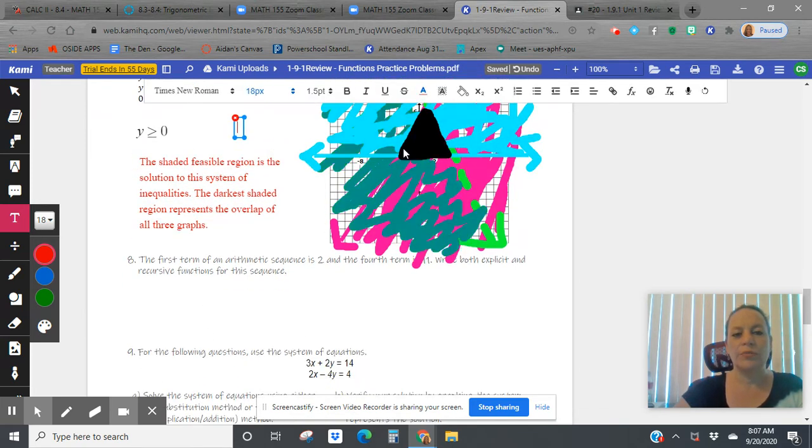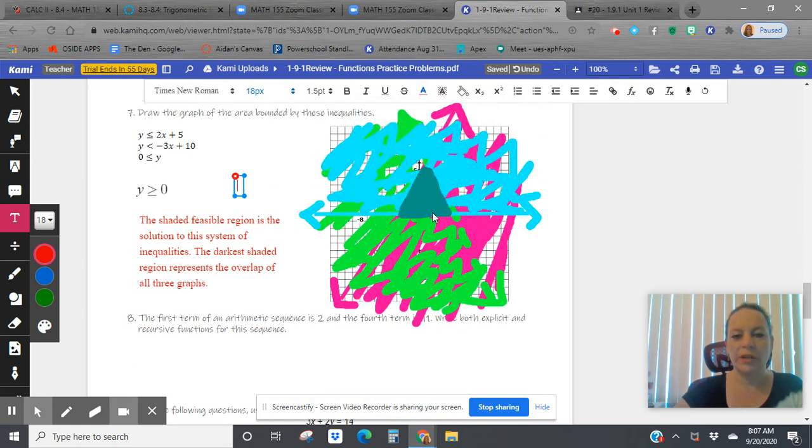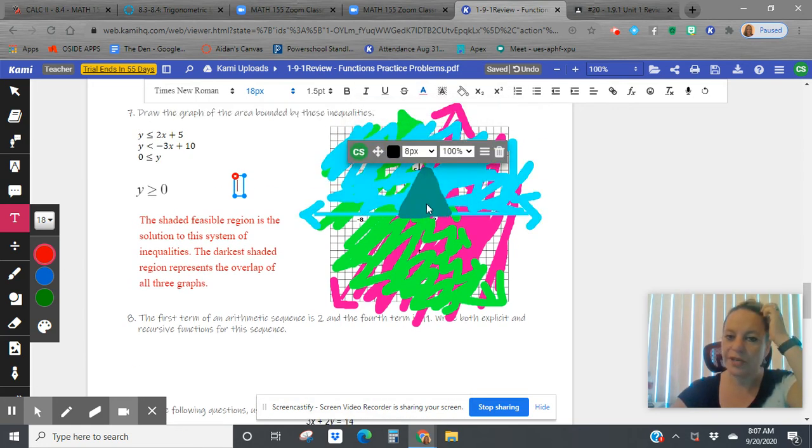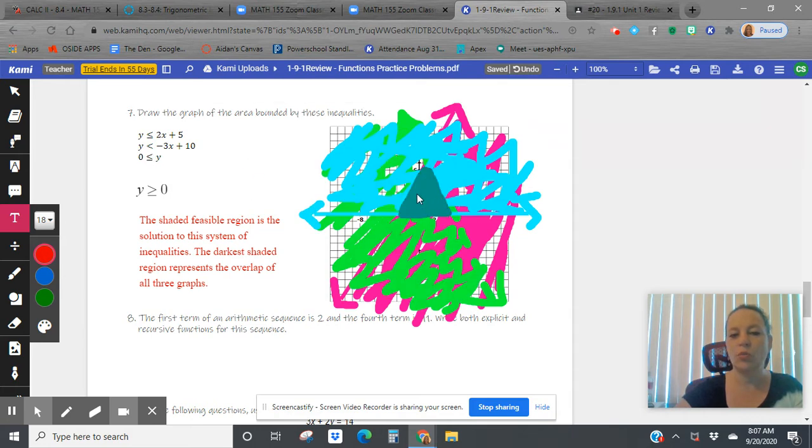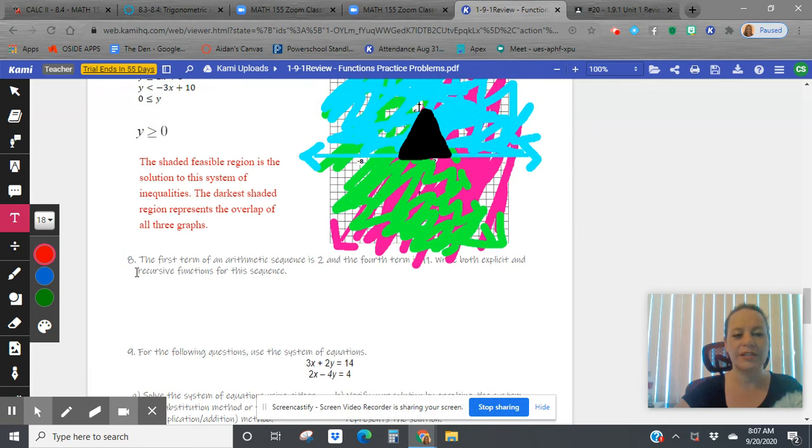If I were to ask you what is one solution of this inequality, you would have to pick a dot that's within this region. So for example, (0, 2) is within this region. If I plugged in (0, 2) to any of these, it would give us a true statement. Choosing one dot within the shaded region would be a correct solution.